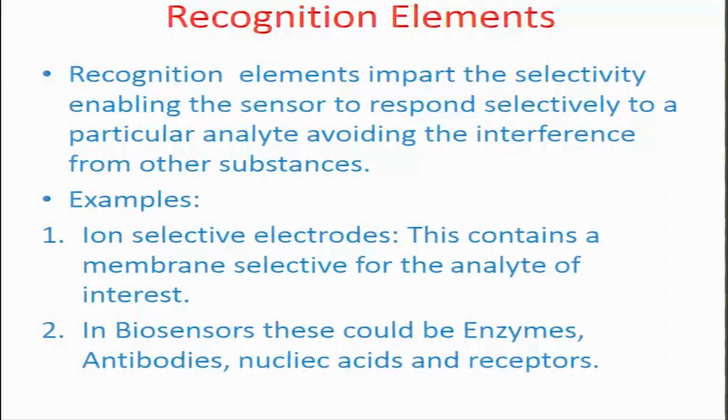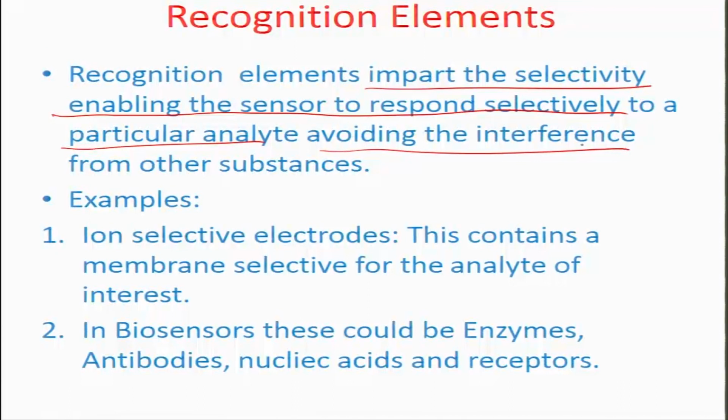Recognition element, for example, imparts the selectivity, enabling the sensor to respond selectively to a particular analyte, avoiding interference from other sources. Now the analyte may be a light signal or a gas or even a fluid that we are measuring, but the goal of a sensor is to suitably modify the particular analyte of interest, which may be present in a mixed or dissolved state with others. So that selectivity has to be there, the ability to select the one which we are looking for from the many which are available in the near vicinity of the recognition element.